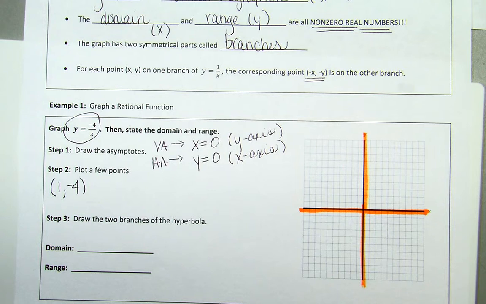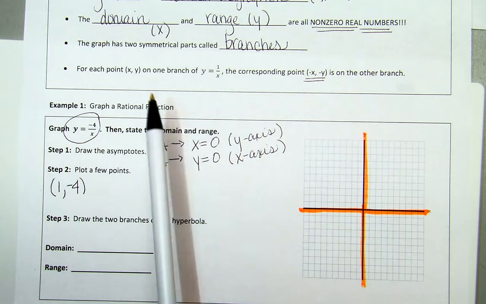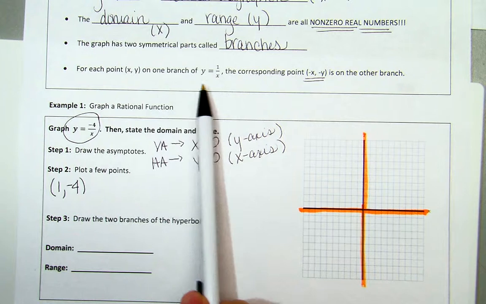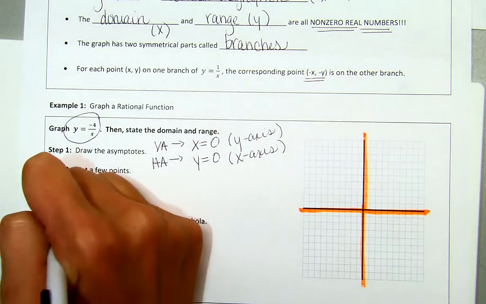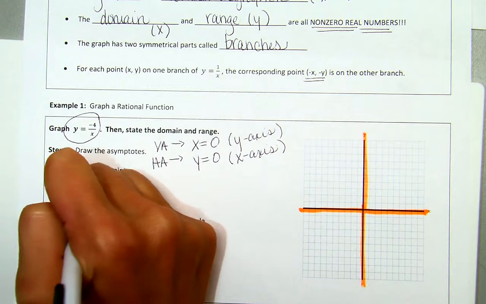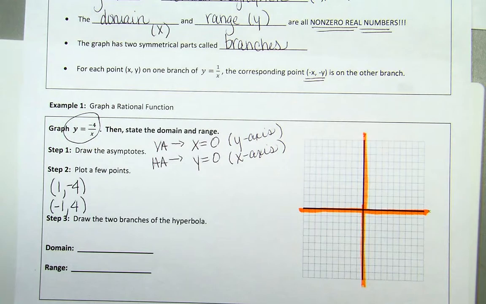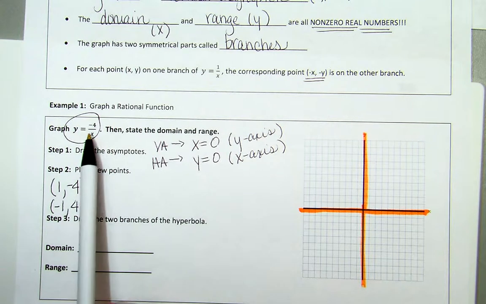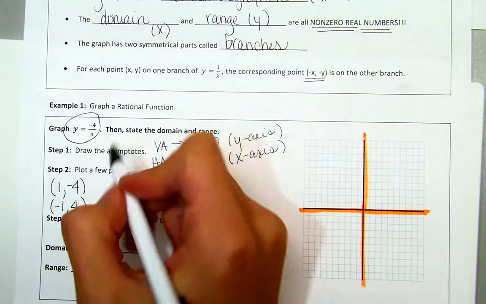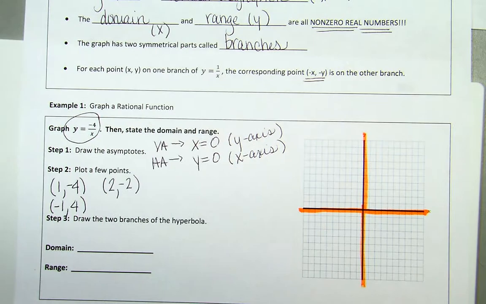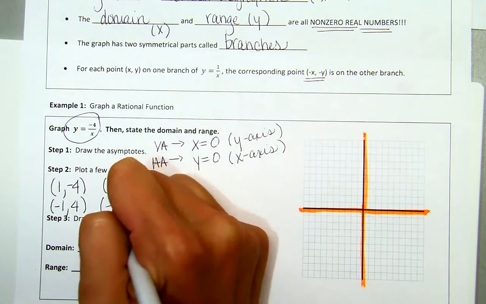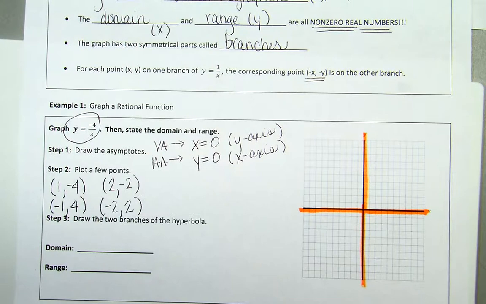Because I know that point is going to be on my graph, because of my 5th bullet point of the properties, I also know that the opposite point is also going to be on one of the branches. So if I flip both of those signs, I also know that the point negative 1, positive 4 is also going to be part of my graph. They're opposite in sign. Another number that works well with dividing by 4 is 2. So if I take 2, negative 4 divided by 2 gives me negative 2. I also know the other point, negative 2, positive 2, is going to be on my graph.